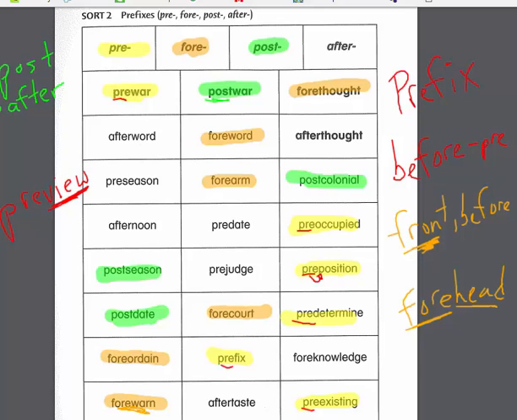Now let's look at our final prefix. After, afterward, afternoon, afterthought, aftertaste. What do you think after might mean? Well, this one's probably simple. This after just means after. So if something is afternoon, that means it is past 12 o'clock. Something is an aftertaste. We use that to describe the taste that comes after you eat something or after you drink something. So you might think that Brussels sprouts have a bad aftertaste.